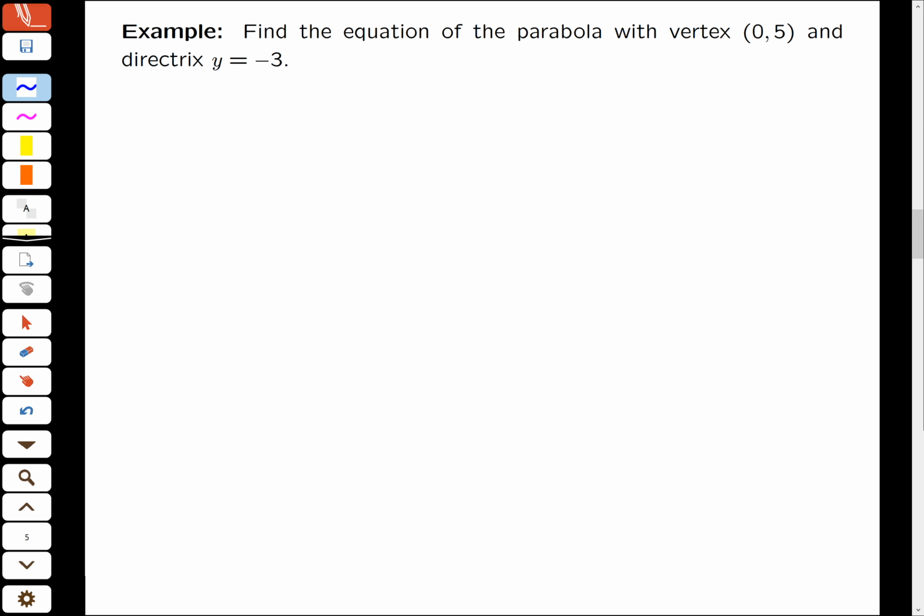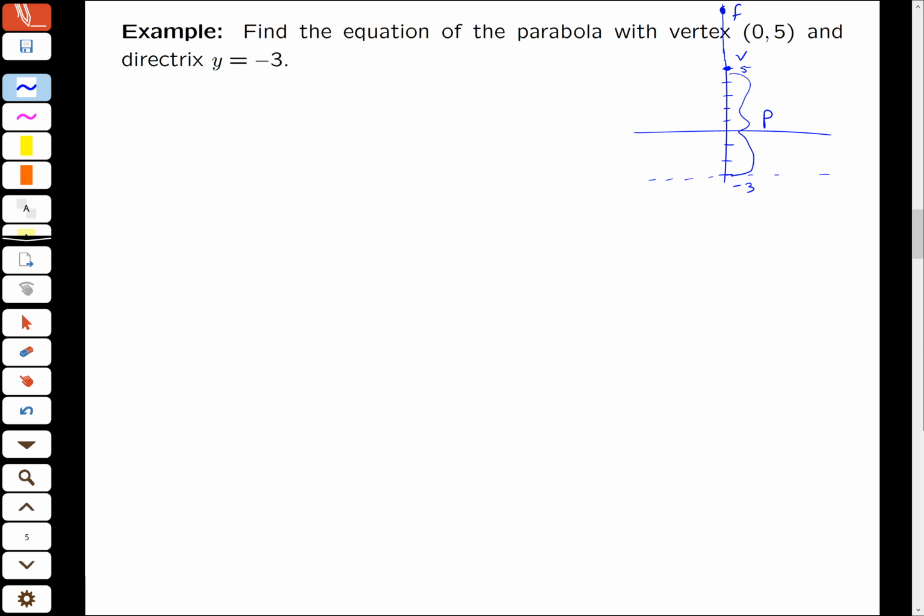Okay, find the equation of the parabola with vertex (0, 5) and directrix y equals negative 3. Here again, start by graphing it. So (0, 5) is right here, and that's my vertex. And my directrix is y equals negative 3 down there. The distance from the vertex to the directrix is also going to be p. That means that up above, on the opposite side of the directrix, should be the focus.